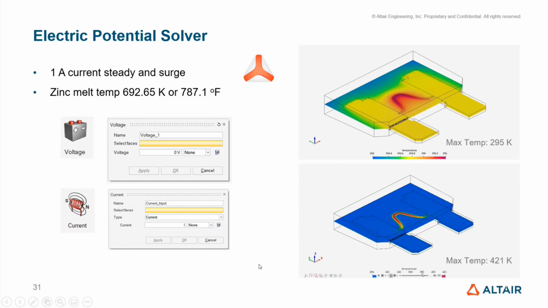In this example, we have a 1 amp fuse. Under steady load, we see in the upper right image that the temperature of the zinc fuse element is about 295 Kelvin. That's 22 Celsius or 71 Fahrenheit. The animation at the lower right simulates a surge condition where the maximum temperature of the fuse element reaches 421 Kelvin. The melt temperature of zinc is 693 Kelvin. This extra load is not enough to blow the fuse.